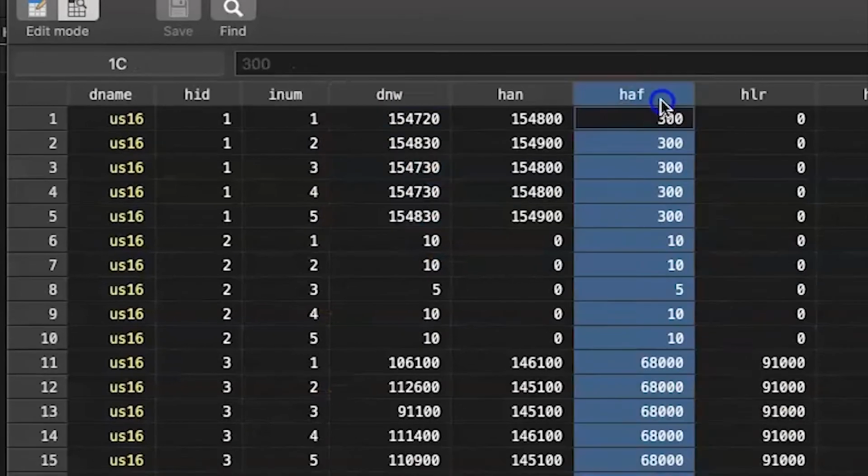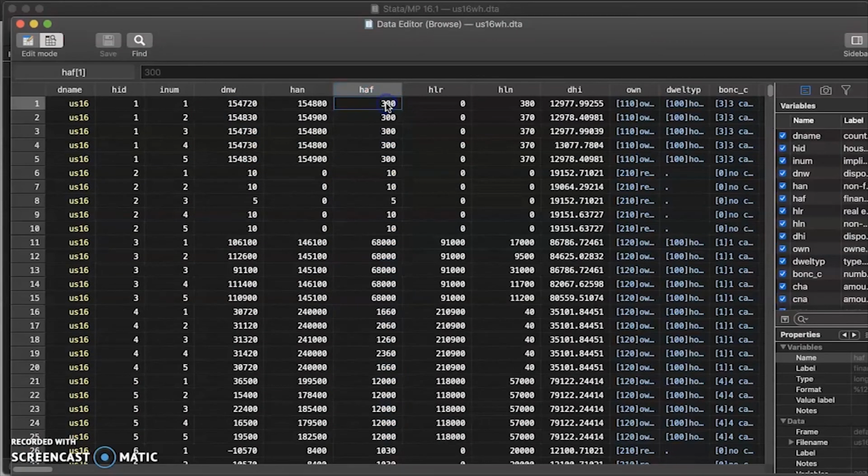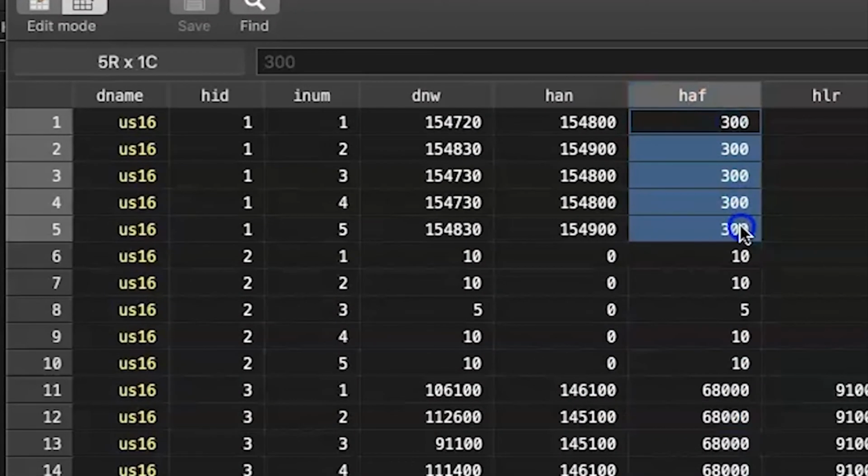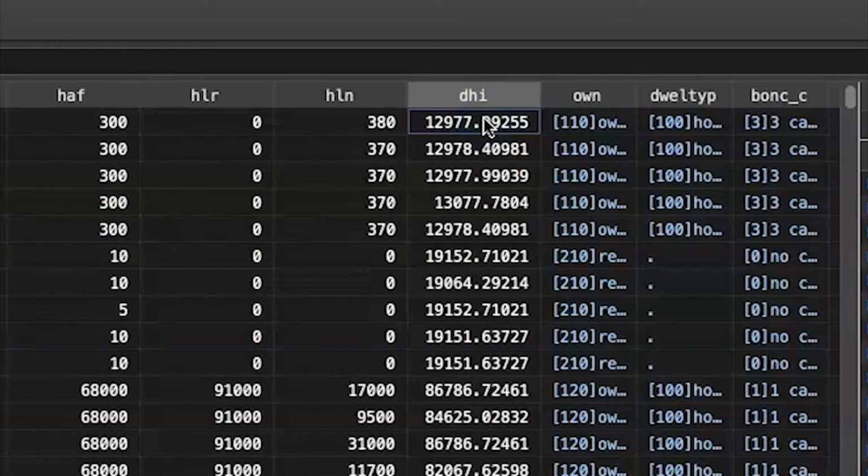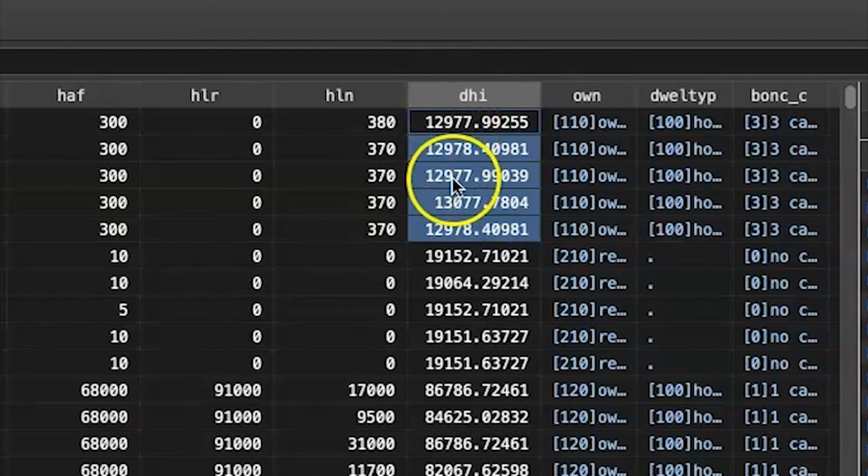On the other hand, financial assets for household number 1 have the same values for each implicate. This means that the value of financial assets for this household was not imputed. If we look at disposable household income, again for the same household, we also see that the value for this household was imputed 5 times, and the values are different for each implicate.